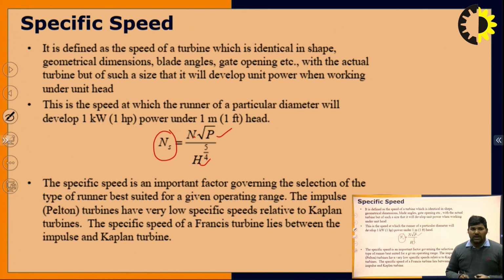The impulse turbine or Pelton turbine has a very low specific speed relative to the Kaplan turbine, and the specific speed of the Francis turbine lies between the impulse turbine and the Kaplan turbine. So on the basis of specific speed, the Kaplan turbine is very high, and the Pelton turbine is very low.